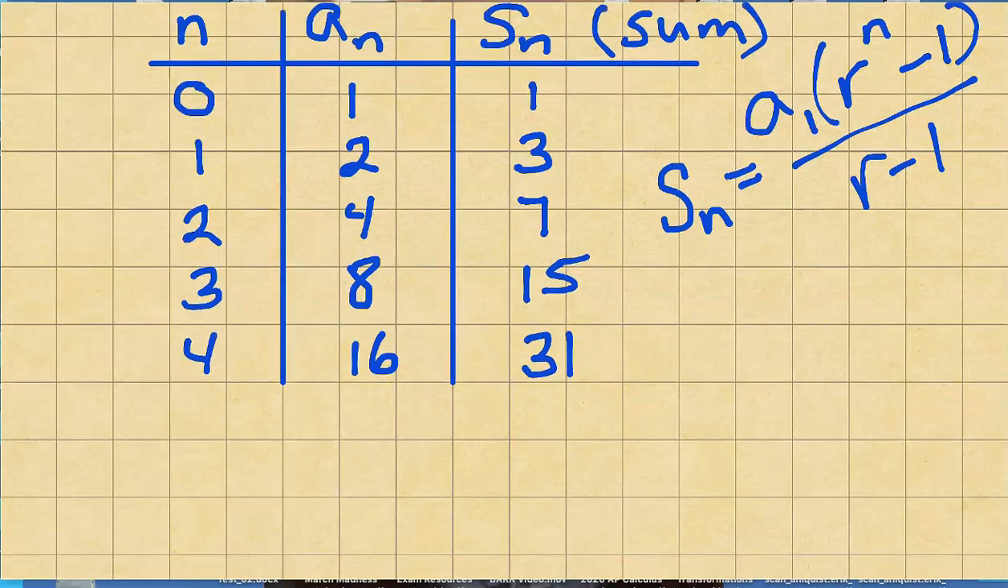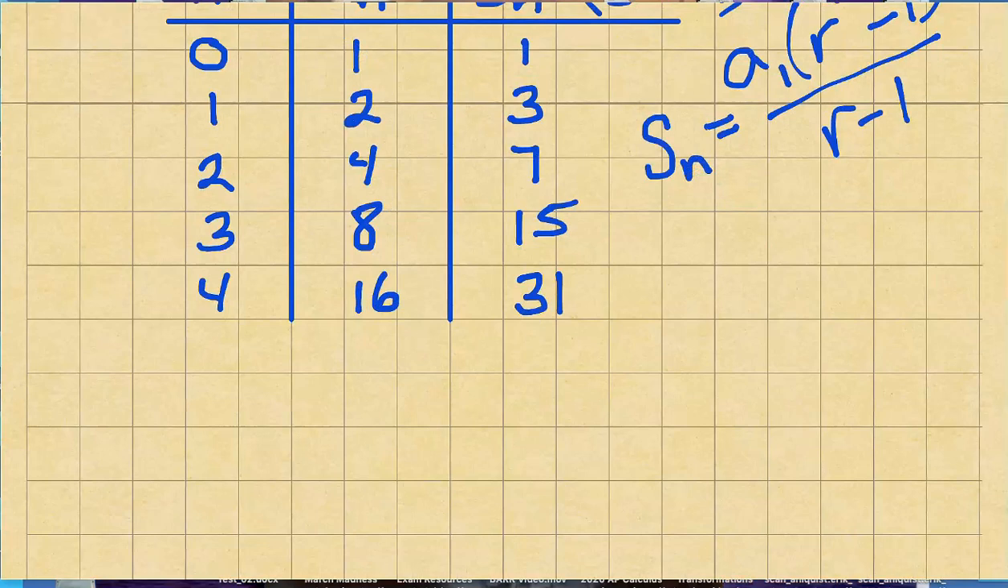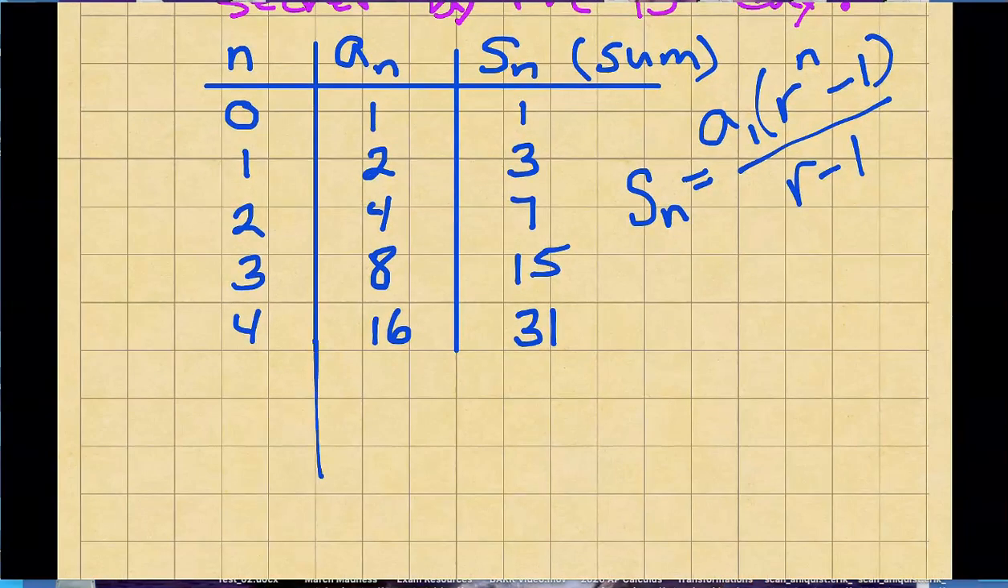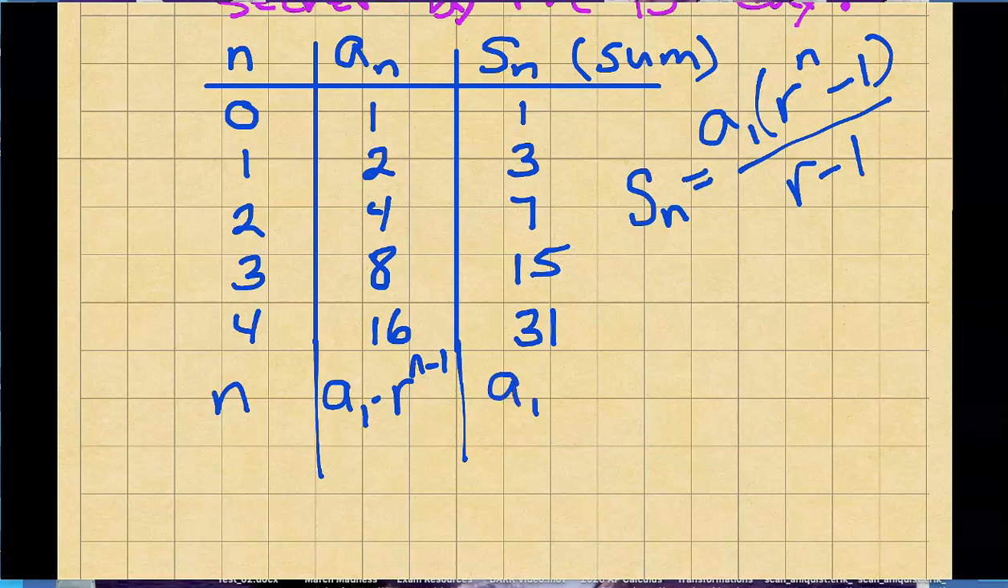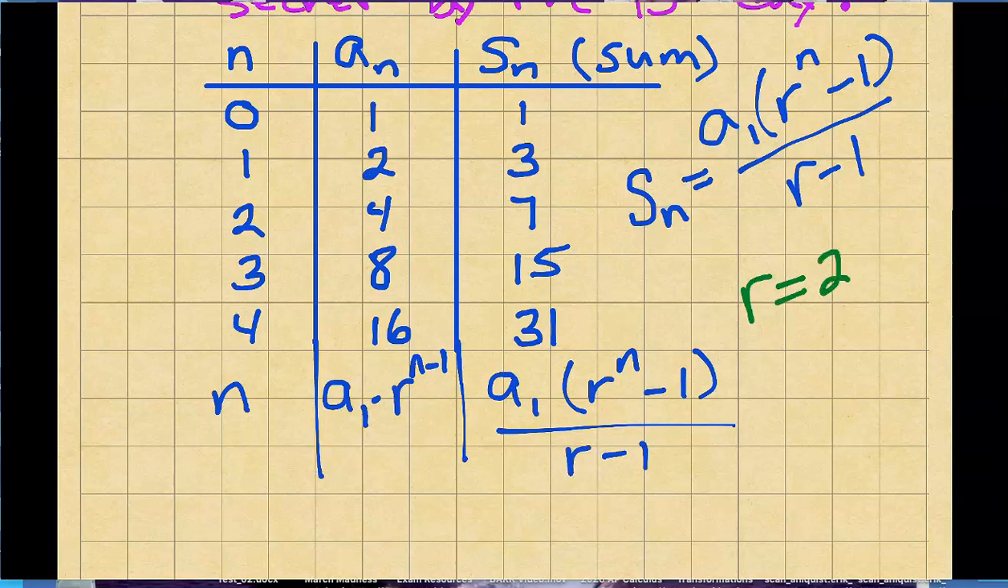But if you think about this, that means that we have some new formulas here. On the nth day, the first term times the common ratio to the n minus 1 people know it. And the sum is the first term times r to the n minus 1, all over r minus 1. In our example, you should realize that r is equal to 2. That is our common ratio for this problem.